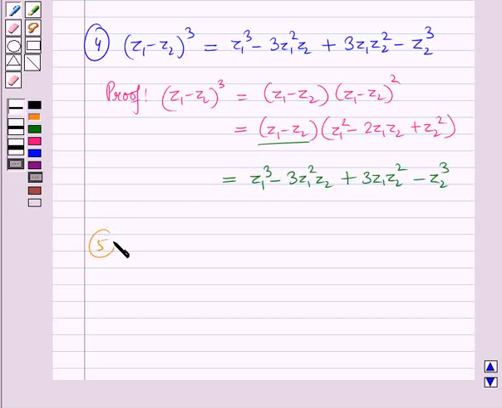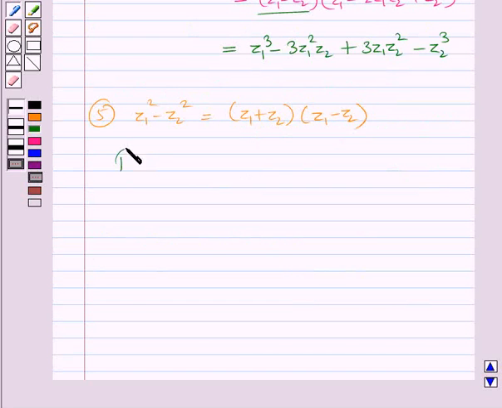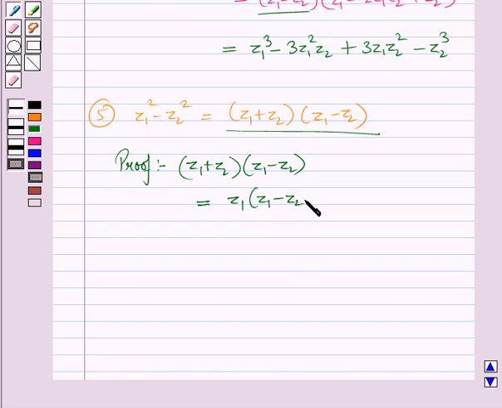Now the next identity is Z1 square minus Z2 square is equal to Z1 plus Z2 the whole into Z1 minus Z2 the whole. Now let us start with its proof. Now here we will start with the right hand side. Z1 plus Z2 the whole into Z1 minus Z2 the whole, which is equal to Z1 into Z1 minus Z2 the whole plus Z2 into Z1 minus Z2 the whole.